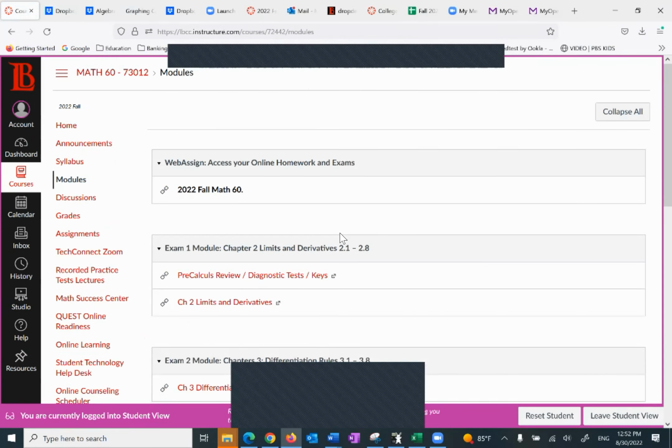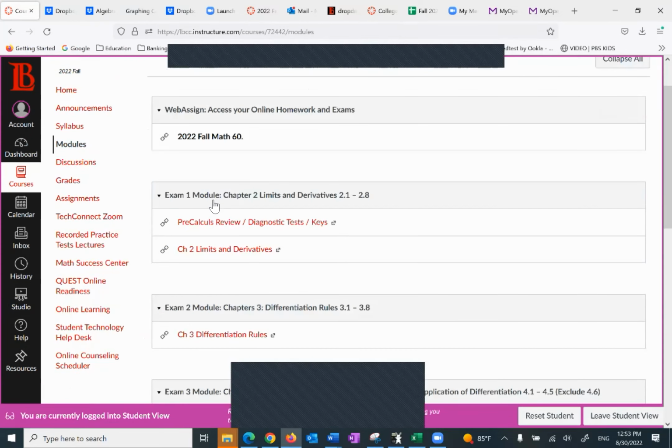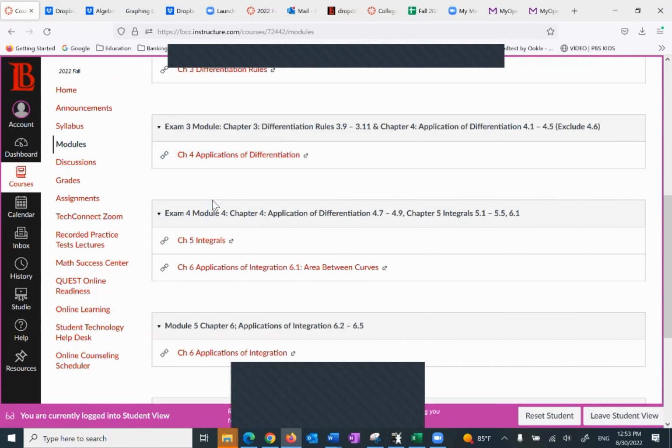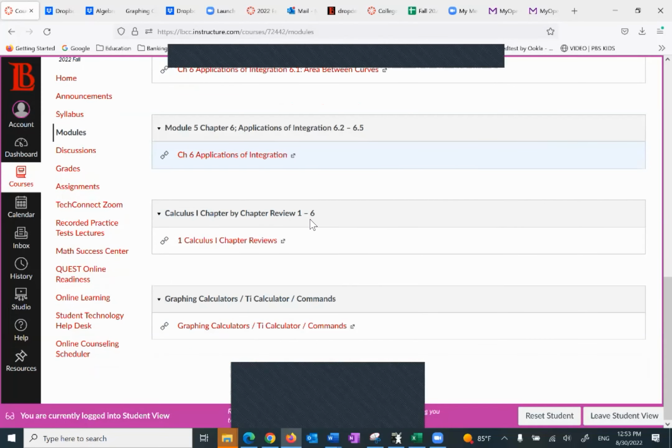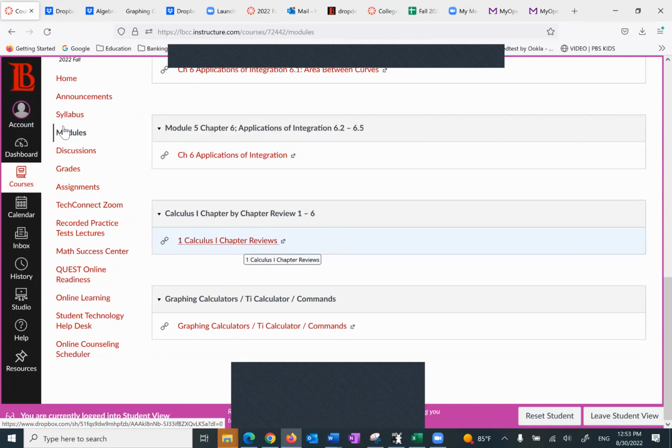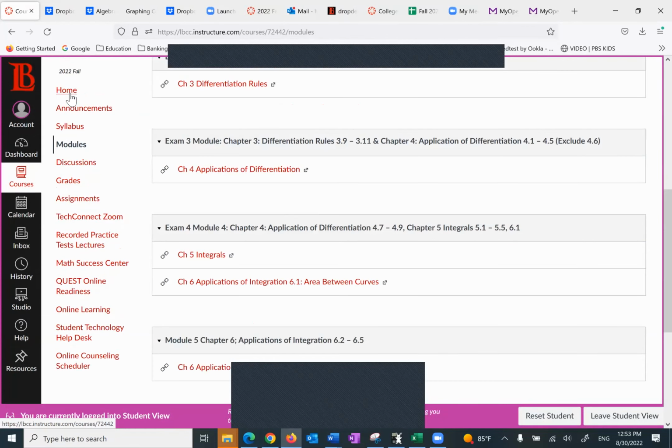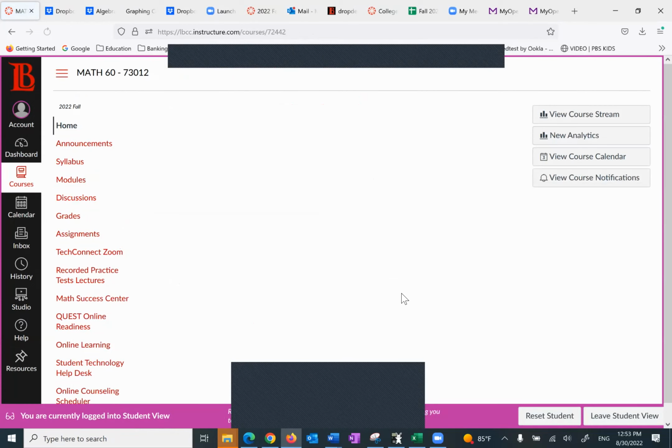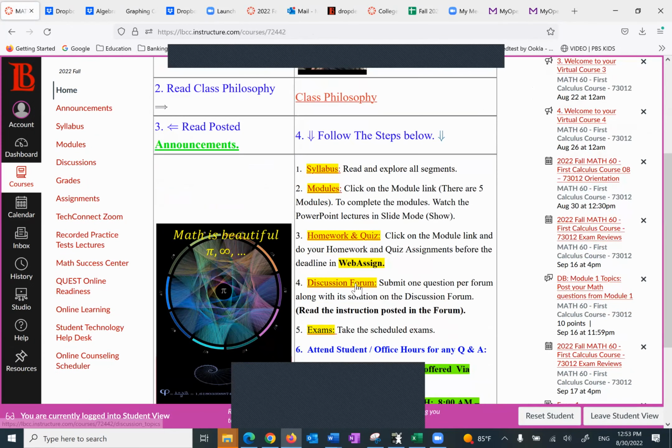So again, under the modules, the first one is Math 60, which refers to where you go to Webassign and you have to register. Exam 1 module, exam 2, 3, 4, 5, and then I have chapter reviews. These are the reviews that you, again, need to be very comfortable with. The first one is to get you ready for calculus. The rest of them are for the exams. So going back to the home page, I want to look at the discussion for it. Then I come back to the modules and look at the Webassign.